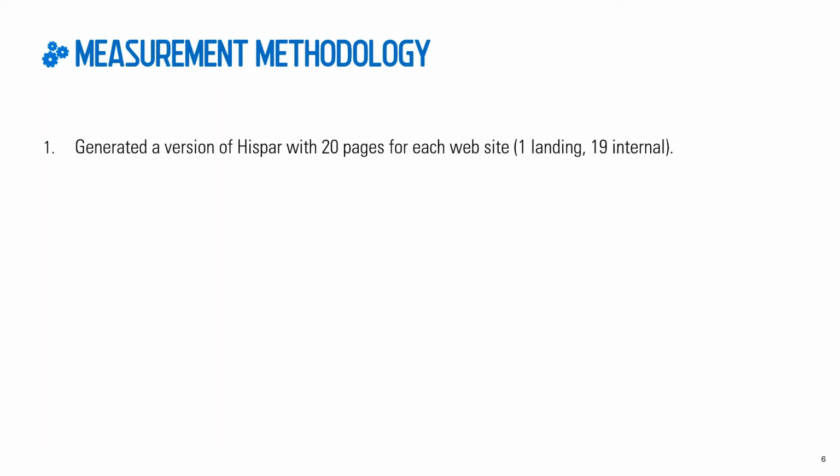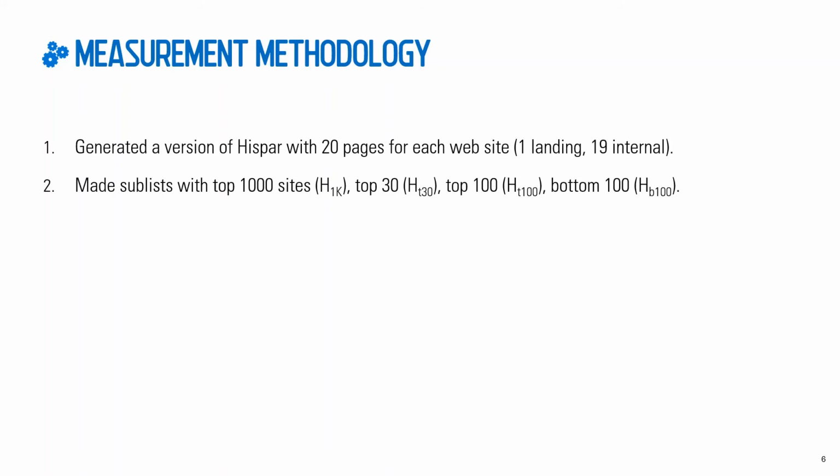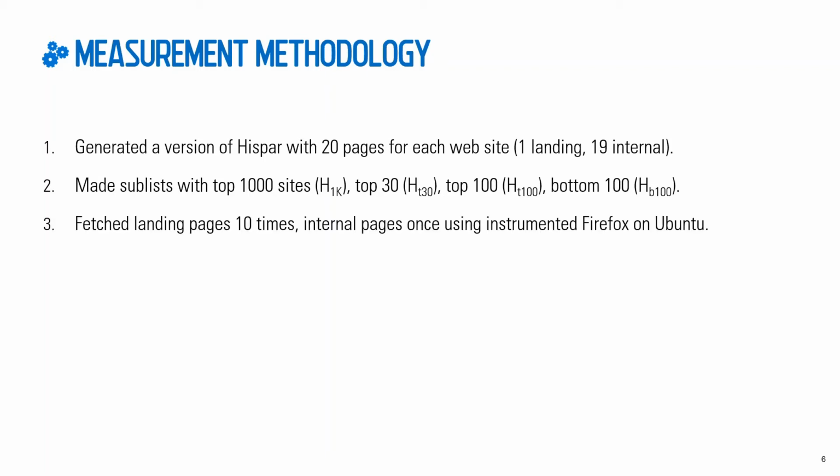Now let's move on to the actual measurements that we have made on internal and landing pages using the Hispar list. Here I describe the measurement methodology. The first step, we generated a version of Hispar with 20 pages for each website, 1 landing and 19 internal, as opposed to the previous 50 pages per website. Then we made sublists of this list, the top 1,000 websites, H1K, the top 30 websites by Alexa popularity rank, the top 100 websites, and the bottom 100 websites.